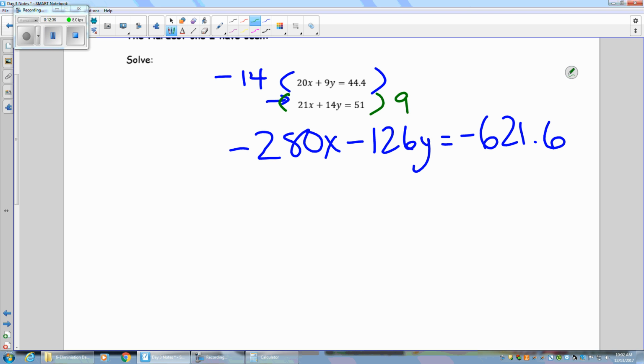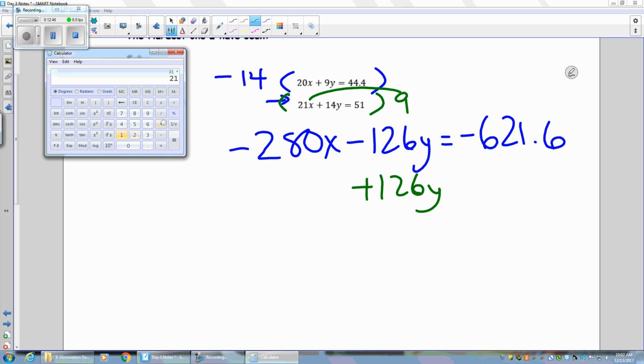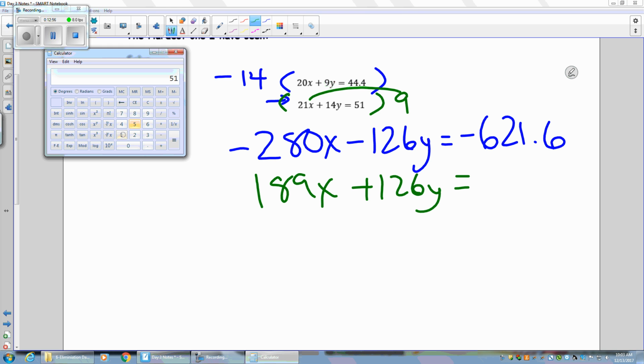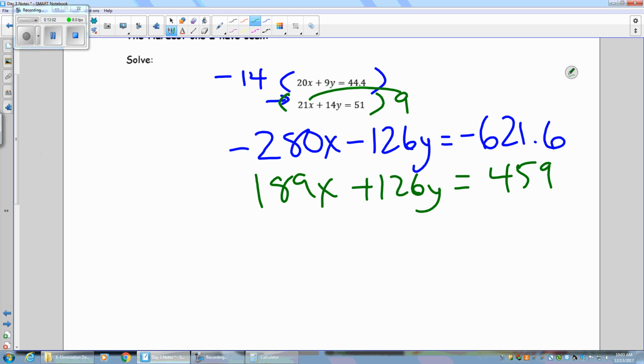All right. So on that bottom one then, I need to multiply everything by 9. And 9 times 14 is the only one I know. That's positive 126 y's. 9 times 21 though, 21 times 9 is not one that I know. 189, and it's going to be a positive 189 x. And then 9 times 51, again, is not one that I know. 51 times 9 is 459. 459, yeah. See why I said this one was the toughest one I've ever done? That makes those go away.